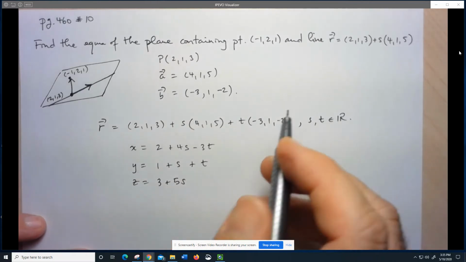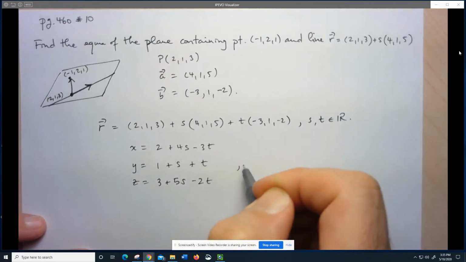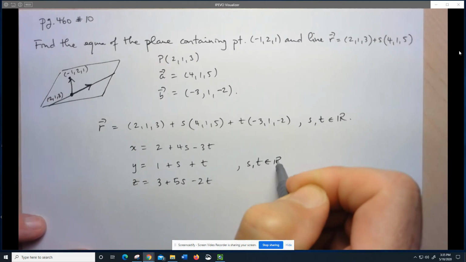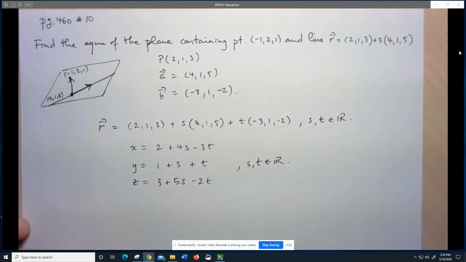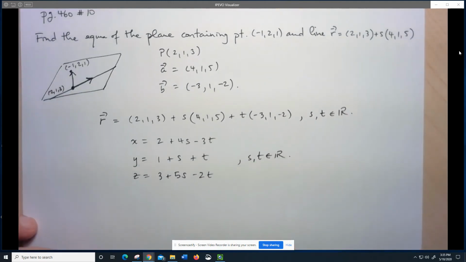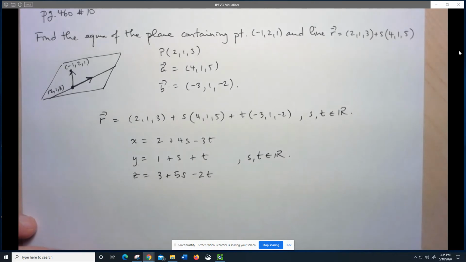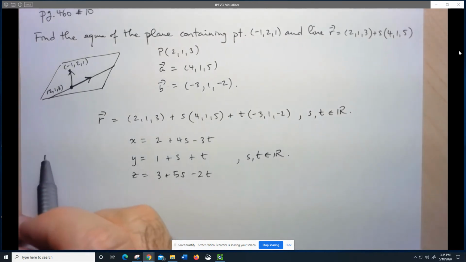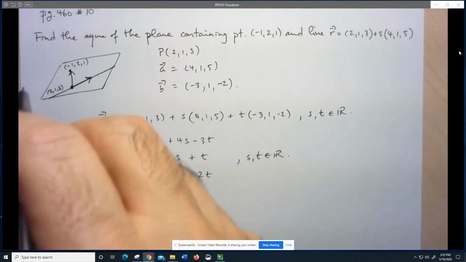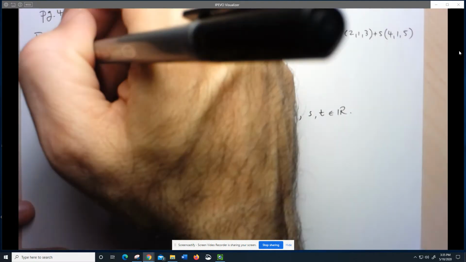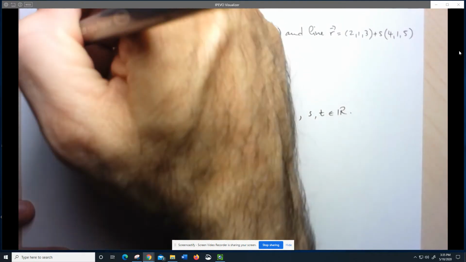And then here, minus 2t. And again, s and t in R. Okay, so if we want to find the Cartesian equation of this plane, well, we're going to need a normal vector to this plane. So here, let's draw some normal vector.